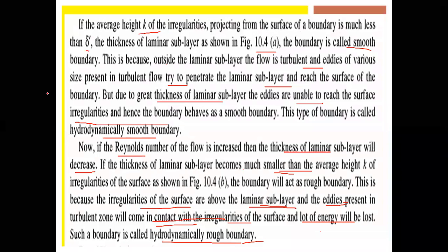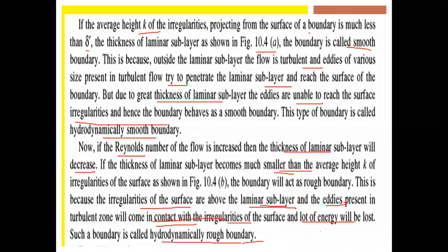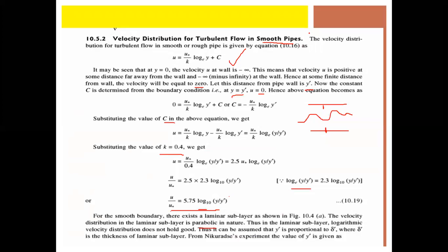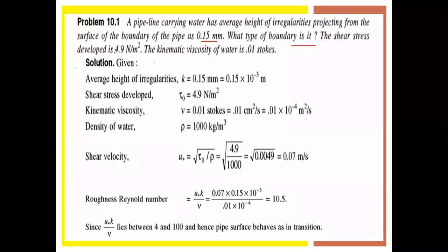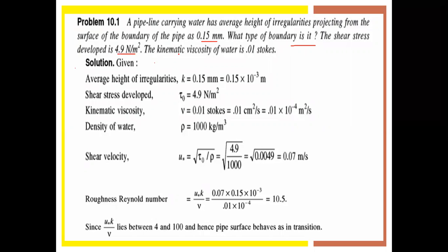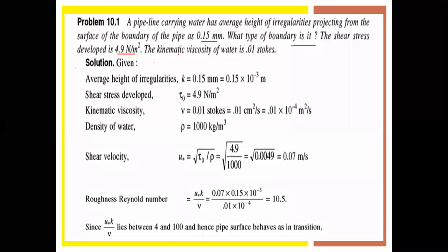See here, the average height K of irregularities projecting from the surface of the boundary is 0.15. What type of boundary is it? Then the shear stress developed is 4.9 Newton per meter square. The kinematic viscosity of water is 0.1 Stokes.